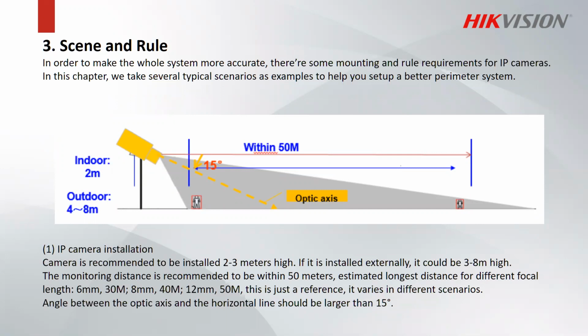Scene and rule. We have some requirements for optimum installation. If internal, 2 meters is fine, but no lower. The object of interest should be within 50 meters of the optical area or field of view. This is of course based on the lens inside the camera. 6mm lenses up to 30 meters, 8mm lenses up to 40 meters, and a 12mm lens up to 50 meters.